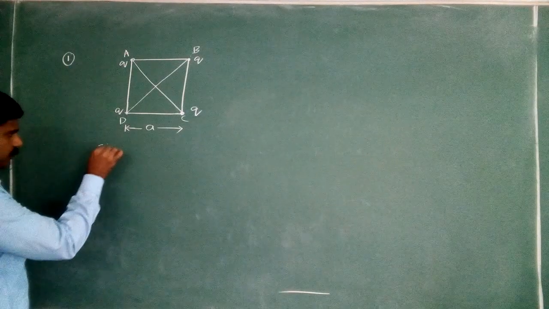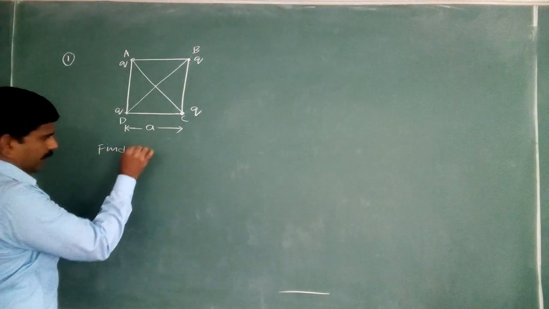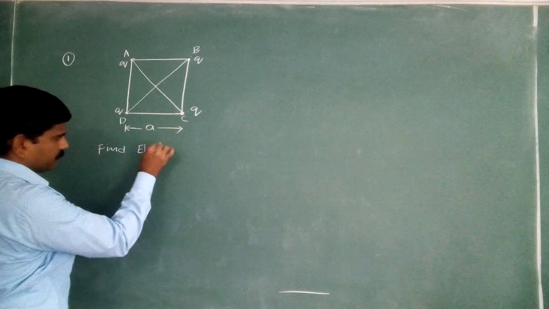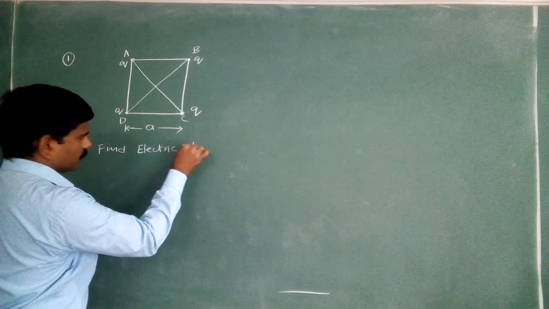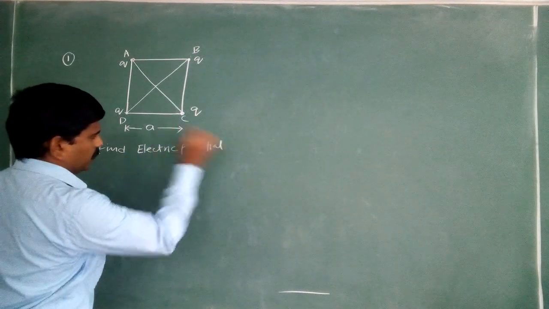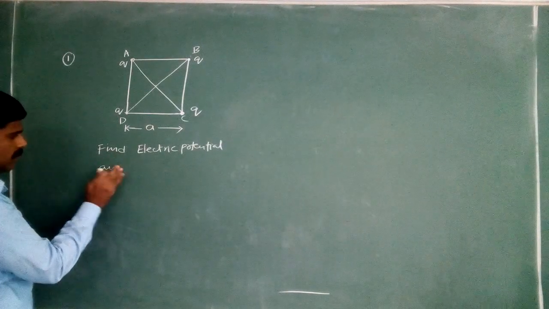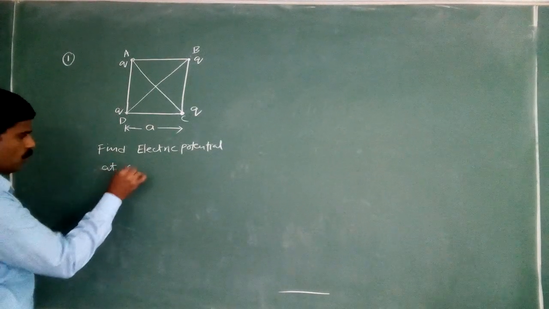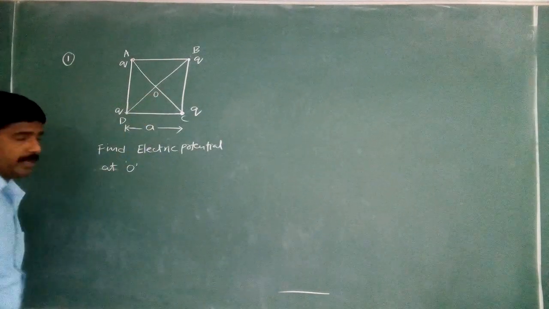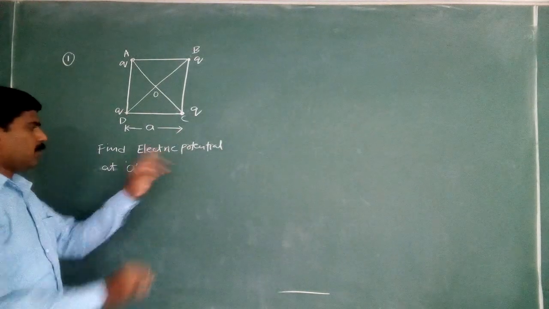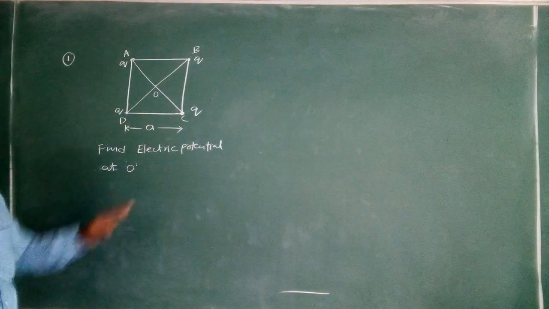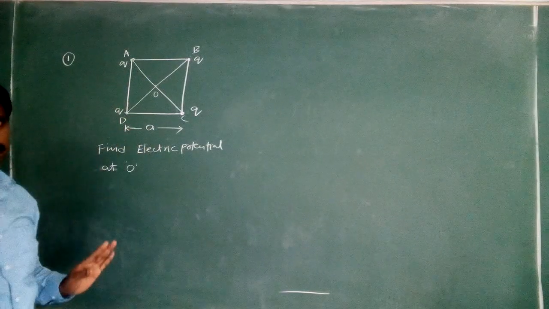Find the electric potential at a point O. This is the point O. Find the electric potential at O due to the system of charges.